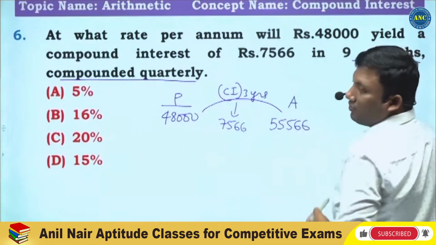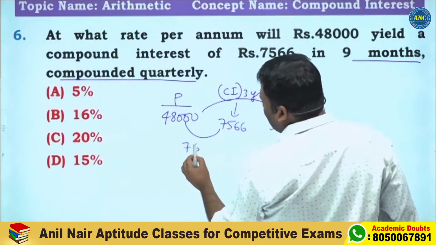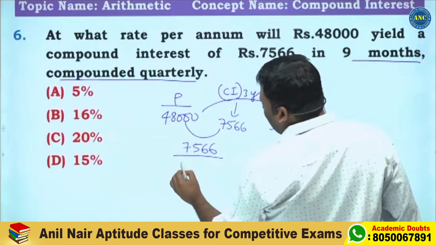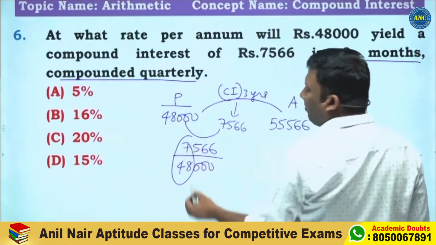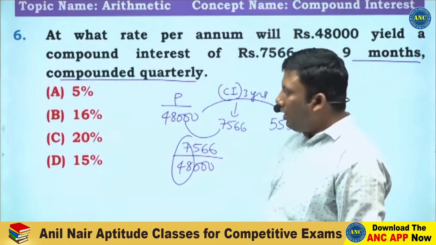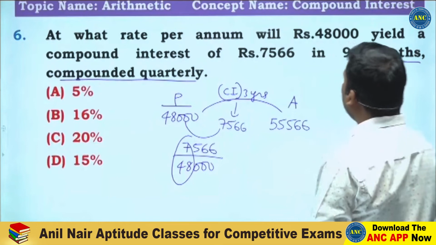I don't need this one. What is the overall increase? The overall increase is 7566 divided by 48,000. If I take 7 by 48, how much is it?